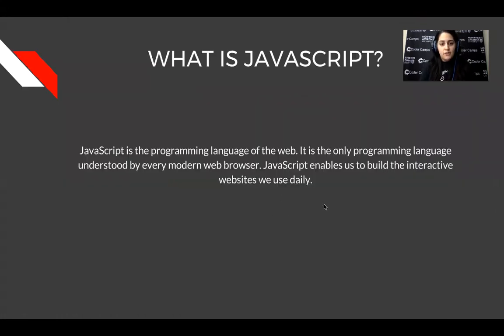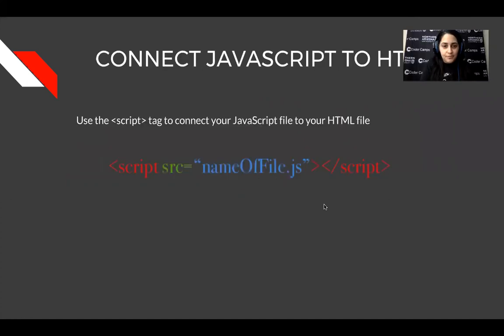So what is JavaScript? JavaScript is the programming language of the web. It is the only programming language understood by every modern web browser. JavaScript enables us to build the interactive websites we use daily. So JavaScript, in essence, is the muscle of a website. It does all the interacting with the user, the data manipulation, and essentially what makes websites interactive these days.